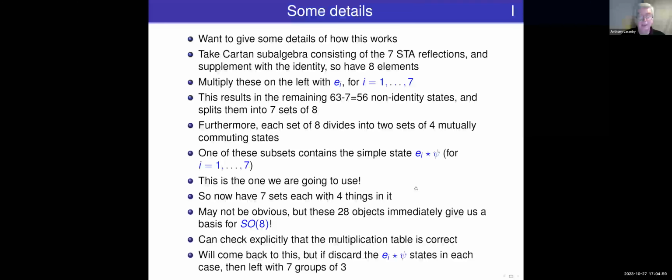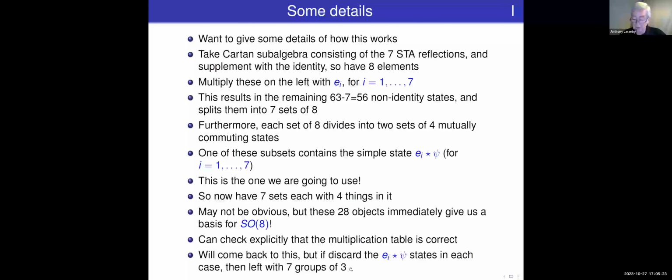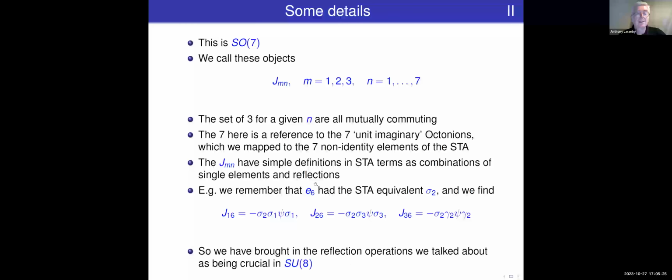Now, immediately, it's very nice, this. We've done this by working down from SU8. It may not be obvious, but these 28 objects immediately give us a basis for SO8. You can check explicitly that the multiplication table is correct. I'll come back to this, but if you discard now these E_I psi states in each case, you've now got 7 groups of 3, and that's SO7.